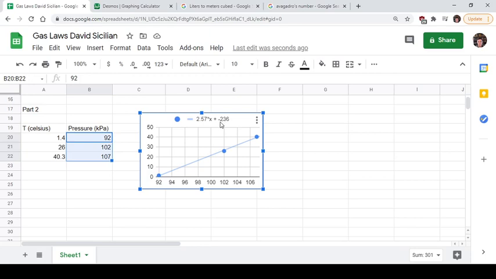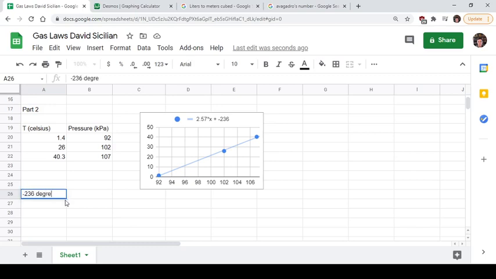And that's what this y-intercept represents here. That's where this line crosses the y-intercept. So at the y-intercept, the x-axis is 0, and the x-axis represents pressure here. So that is where the pressure would reach 0 pressure, and where that happens would be the temperature. So we're seeing that a temperature of negative 236 degrees Celsius, if this behavior were to continue, would be the point where we would reach 0 pressure.